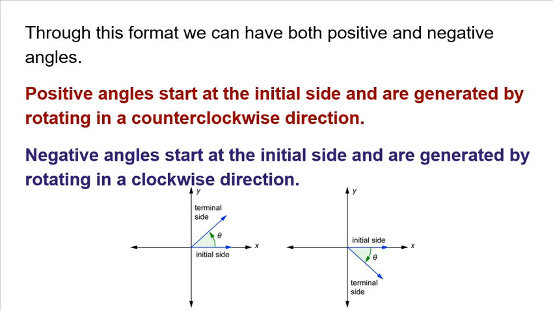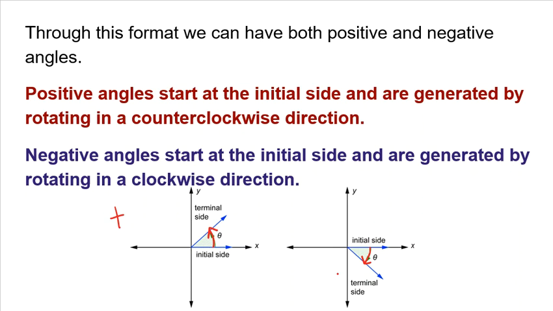Through this format, we can actually have both positive and negative angles. You might ask, how could you have a negative angle? Well, you can now through standard position. Positive angles start at the initial side and are generated by rotating in a counterclockwise direction. So this first example right here shows positive angles. Positive angles start on the initial side and go up, which is a counterclockwise direction. Negative angles also start on the initial side. Again, all angles start at the initial side, the positive x-axis. But instead of rotating up, we rotate down, which is a clockwise direction. So if an angle starts rotating up, it's a positive angle.